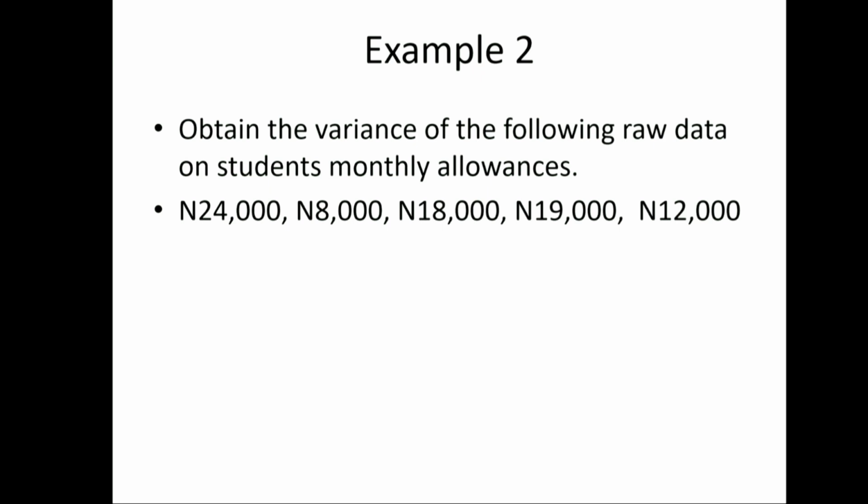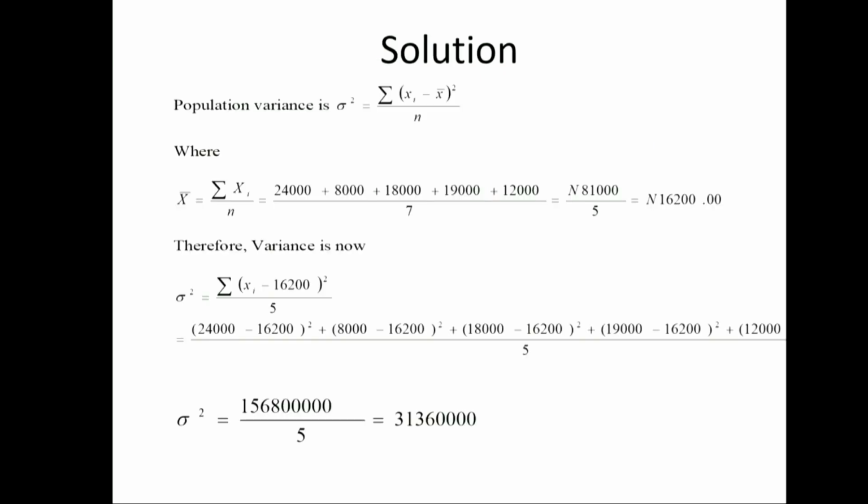So we want to obtain the variance. To obtain the variance, we start with the population variance. As I have said, just divide the whole thing by n, without removing anyone. So we first of all obtain the mean. The mean gives us 16,200. That is the average allowance obtained by students.